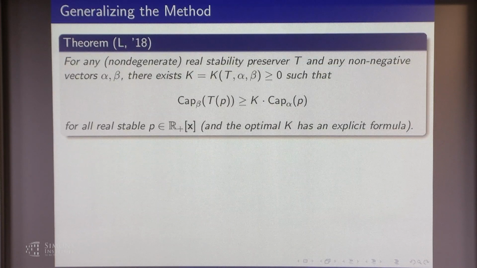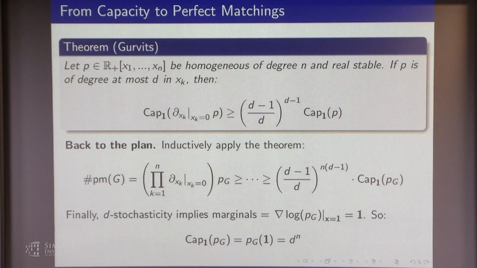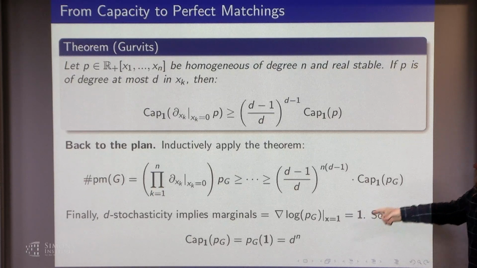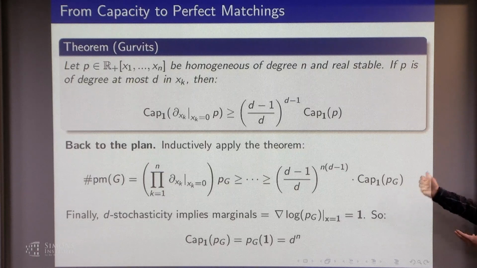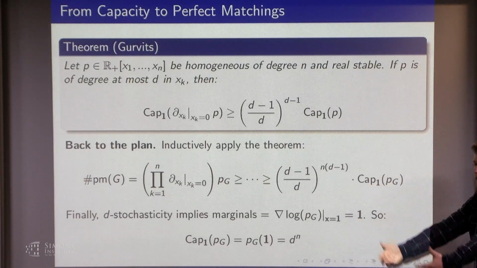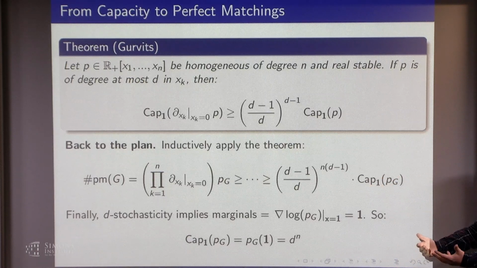Okay, so let me just recap here a little bit. So the idea was we started off with some polynomial. We could compute its capacity easily. We had some linear operators we applied. We knew how that changed the capacity. And at the end of the day, we got something that we wanted to bound.